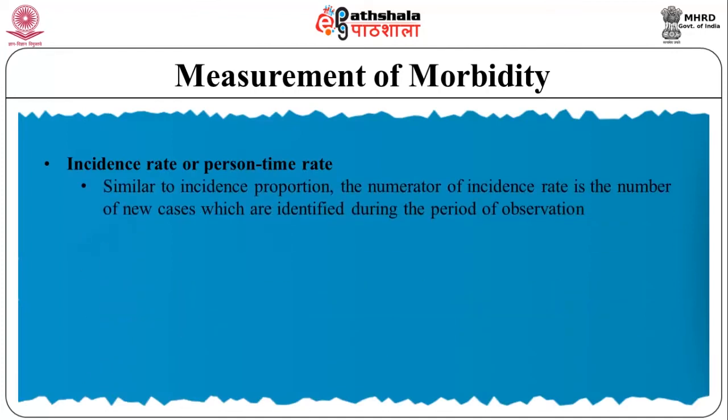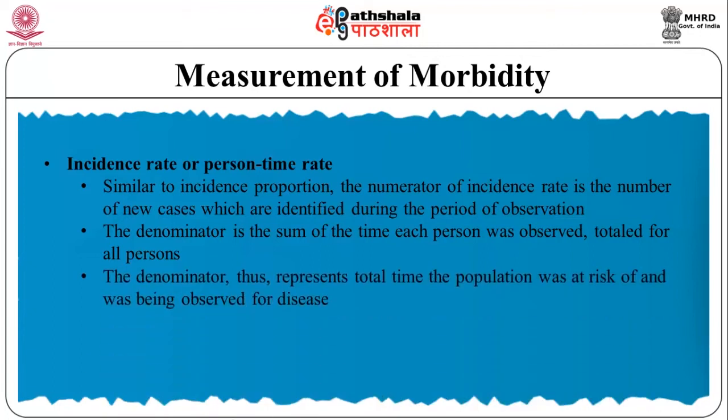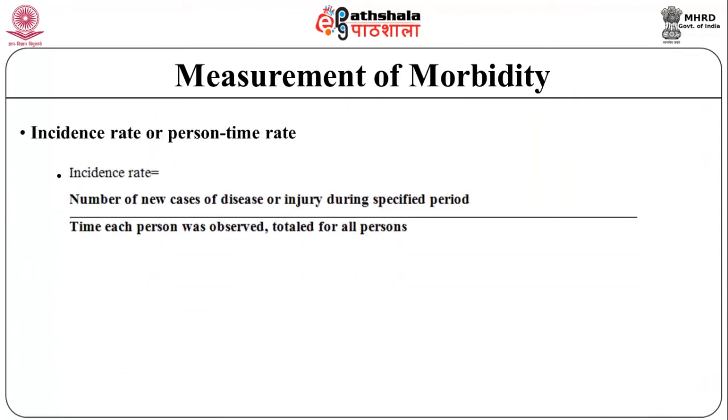Similar to incidence proportion, the numerator of incidence rate is the number of new cases which are identified during the period of observation. The denominator is the sum of the time each person was observed, totaled for all persons. The denominator thus represents the total time the population was at risk of, and was being observed for, the disease. Thus, the incidence rate is the ratio of the number of cases to the total time the population is at risk of disease. Incidence rate equals the number of new cases of disease or injury during a specified period divided by the time each person was observed, totaled for all persons.